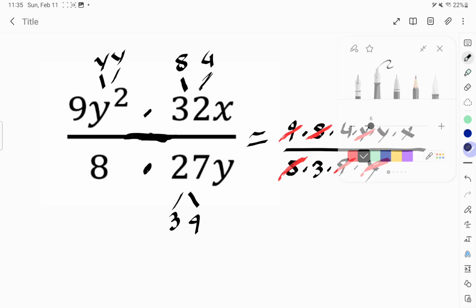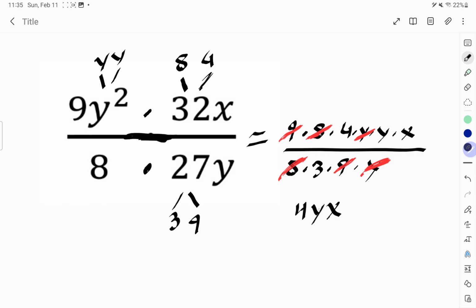So let's write it out. It's got to be 4yx over 3. That is my answer.